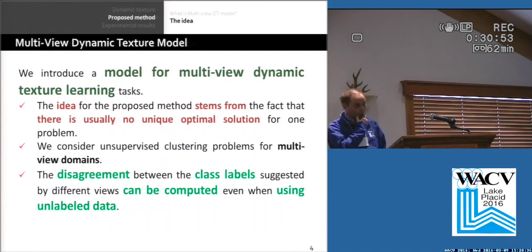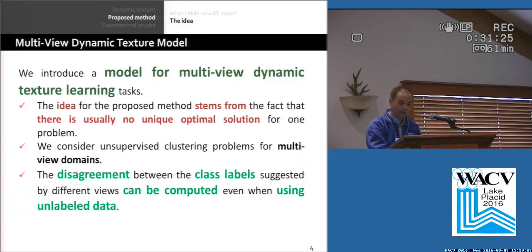So what we do is we introduce a model for multi-view dynamic texture learning. The idea basically comes from the fact that if we try to solve a problem, usually there is not just one single optimal solution. Therefore, we consider unsupervised clustering problems for multi-view domains. And also the disagreement between the class labels suggests that different views can be computed even when using unlabeled data.